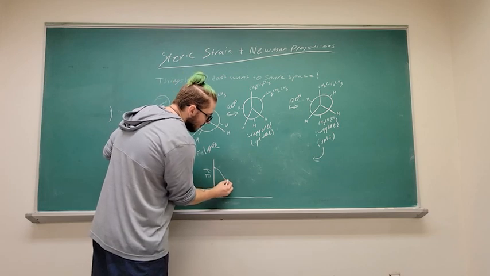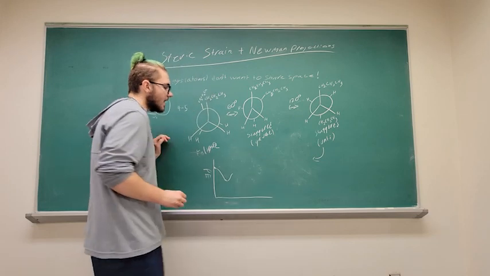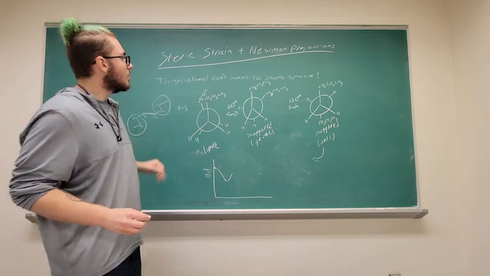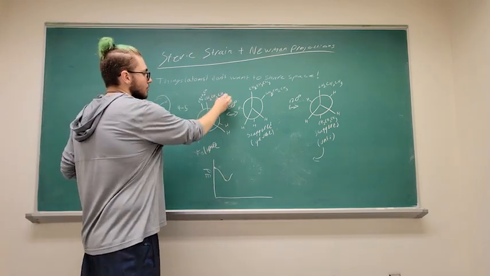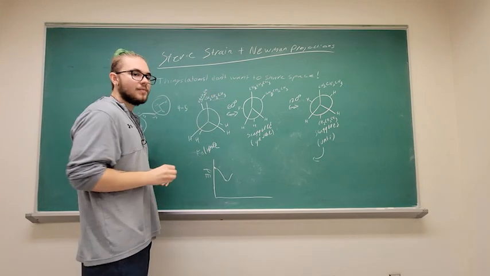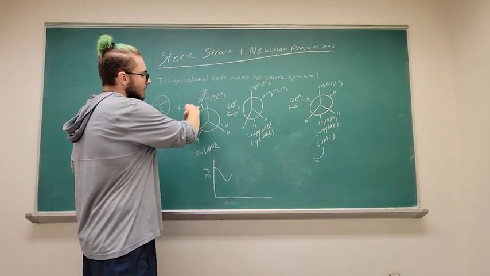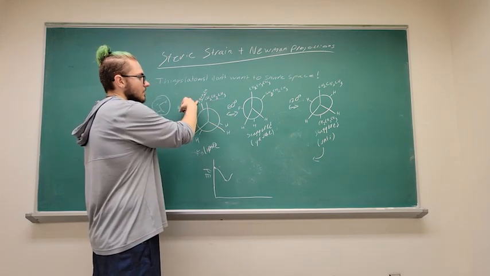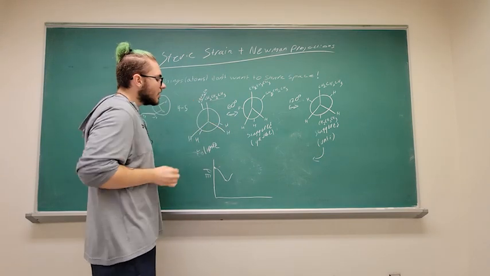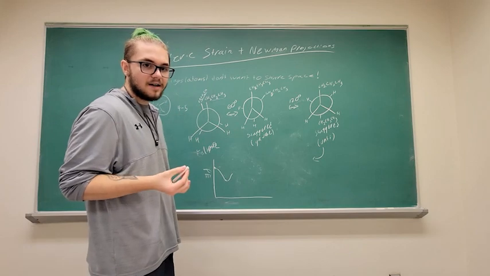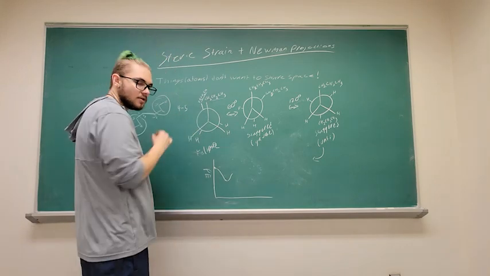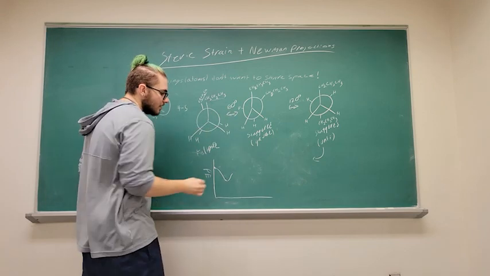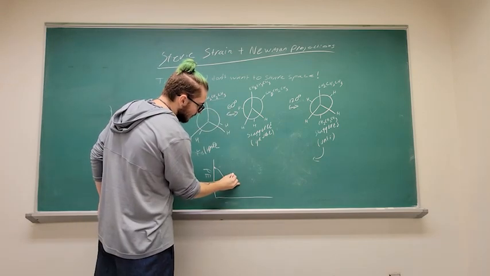And then there's actually another eclipsed. It's not as high energy as this version of the eclipsed, where we have the two large groups next to each other, because once we rotate 120 degrees, we now have a hydrogen close to this other group, which is not going to be as bad as having the two groups next to each other, but it's still going to be higher in energy than any staggered form. So that brings our energy levels back up.